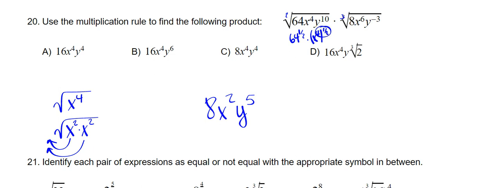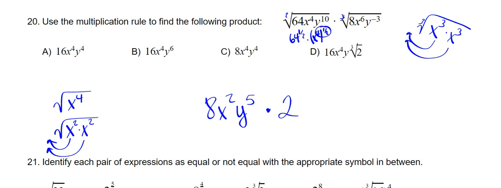So this whole first expression, the square root of 64x to the 4th y to the 10th, is just 8x squared y to the 5th. And it's being multiplied by what? Well, the cube root of 8 is just 2. And then the cube root of x to the 6th, well, that is x cubed times x cubed. So one x can come out, another x can come out.